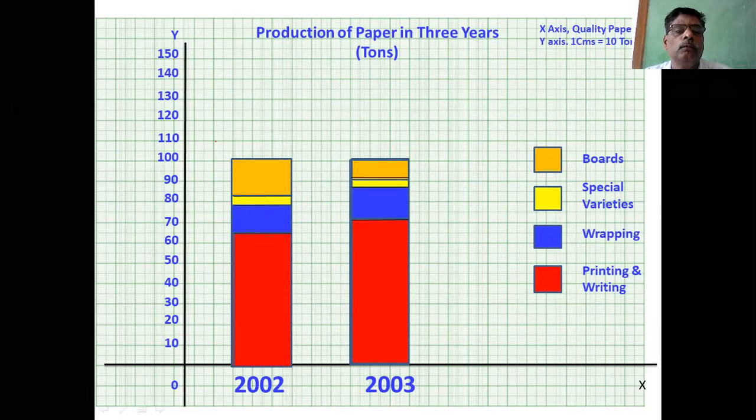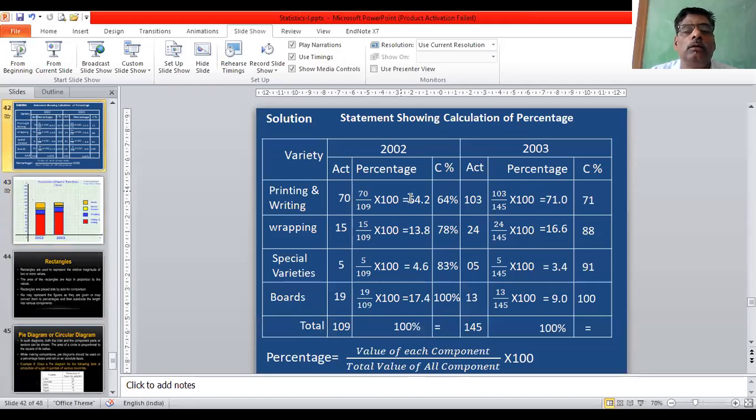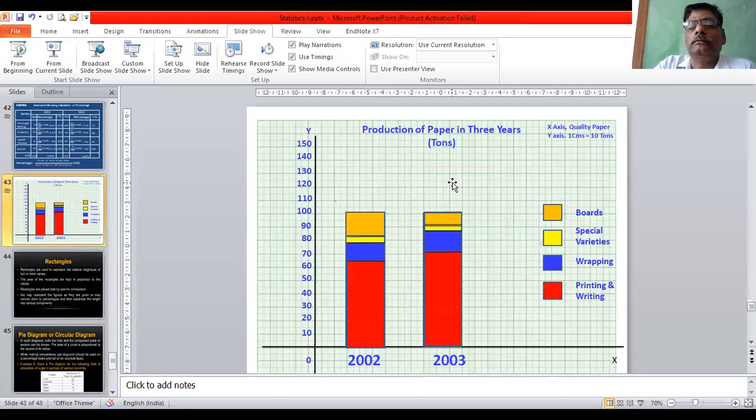Okay. What are the values? You write the percentage values: 64%, 13%, 4%, 17%. These values may be mentioned in each component. In each component, you may write the percentage. At the top, you may write 100%. Okay, at the top you write the 100%. Okay, this is the percentage bar diagram.